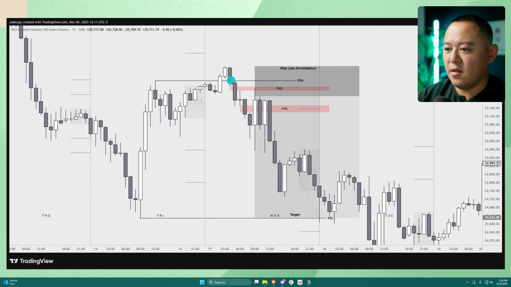Now, if you entered on this fair value gap, your stop loss would probably want to go above here. But if you entered on this fair value gap, and then we get this swing high, you might want to put your stop loss above this swing high. Okay, this one is actually a tighter risk reward. And then we're just going to target what? A previous session or previous day's low.